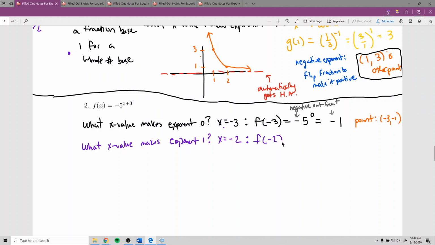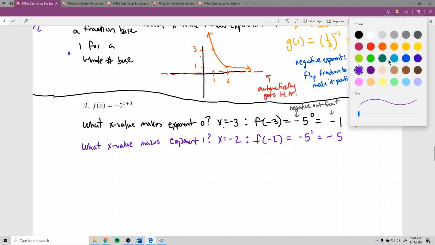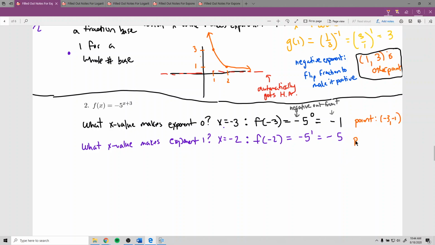And we get f of -2 equals -5 to the 1 power. Anything to the 1 power is just itself, so 5 to the 1 power is 5, and we got the negative out front. So we got -5. So the other point we're going to plot is -2, -5.